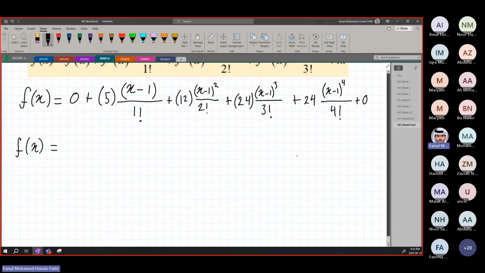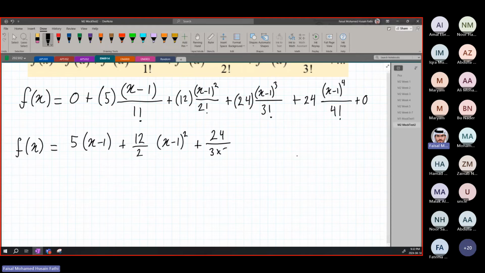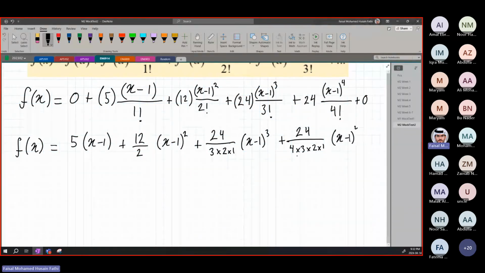So f of x is equal to 5 over 1 factorial. 1 factorial is just 1, so 5 into (x minus 1) plus 12 over 2 factorial. 2 factorial is just 2, so it's 12 over 2 into (x minus 1) squared plus 24 over 3 factorial. 3 factorial is just 3 times 2 times 1, into (x minus 1) cubed plus 24 over 4 factorial, which is 4 times 3 times 2 times 1, into (x minus 1) to the power of 4. Last step of simplification.